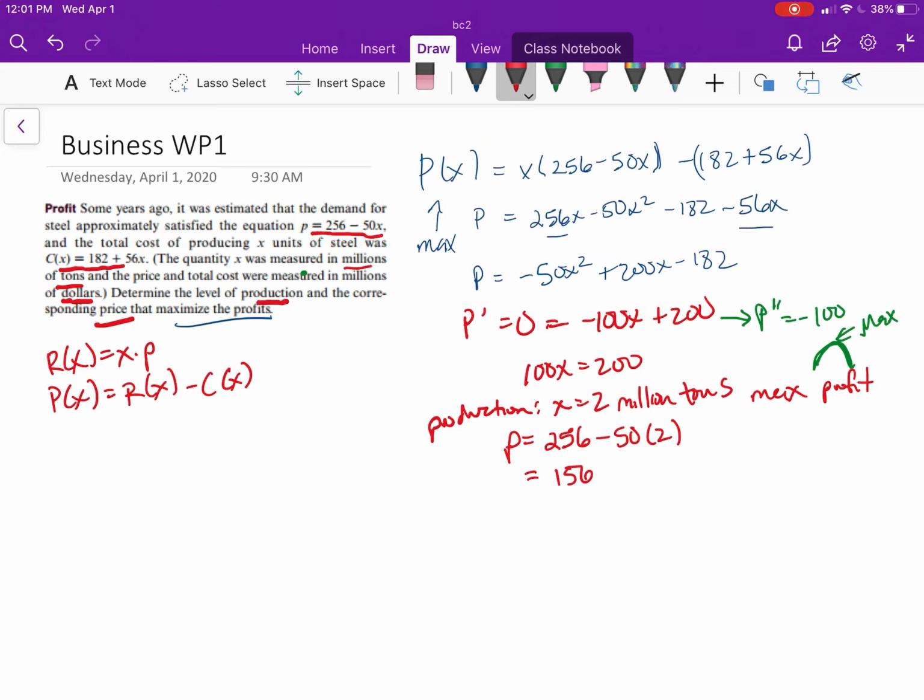Now, this is in millions, right? Because it tells us it's measured in millions of dollars, the price and the total cost. So units here, $156 million. We could even go further and make sure all of these units are correct, but 156 million per ton.